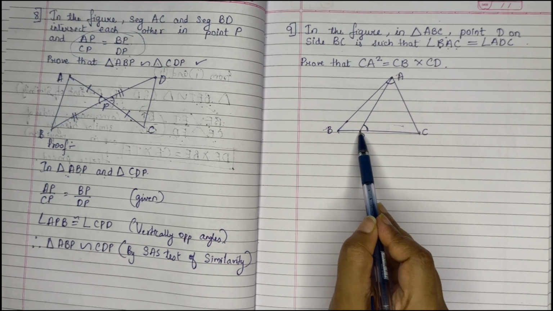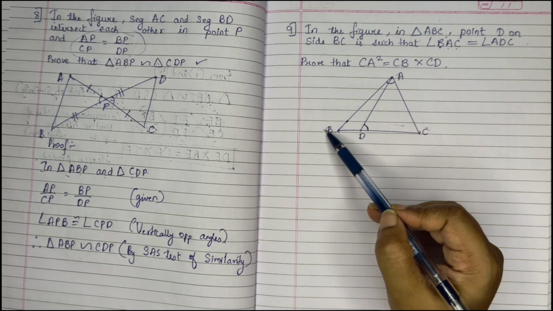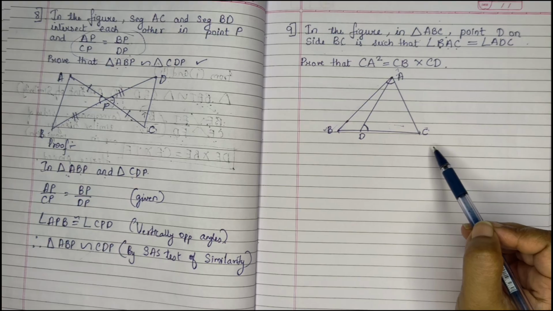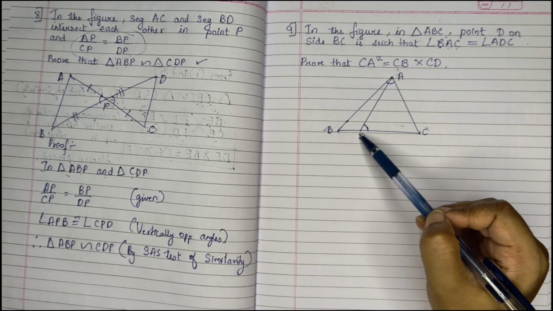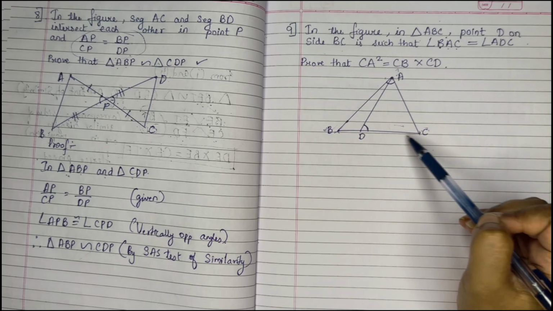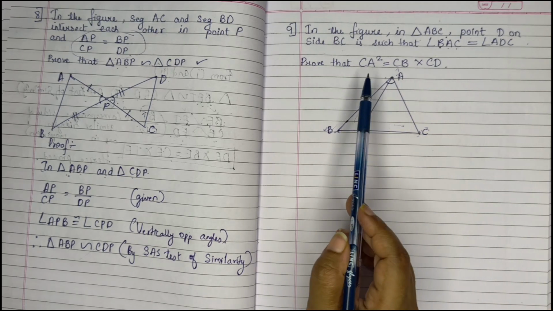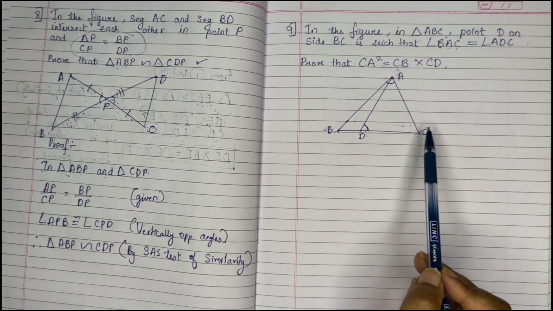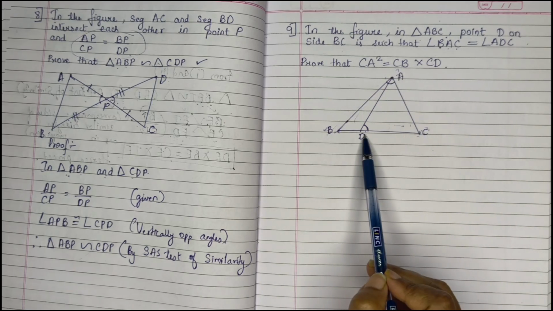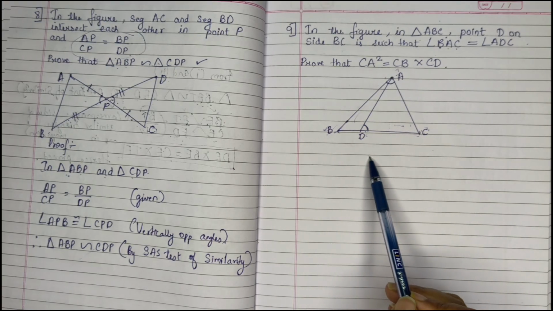You can see this point D is on which side? It is on BC, such that angle BAC is equal to ADC. They have said that BAC is equal to ADC. Both these angles are equal. So what we have to prove is that CA square is equal to CB into CD.